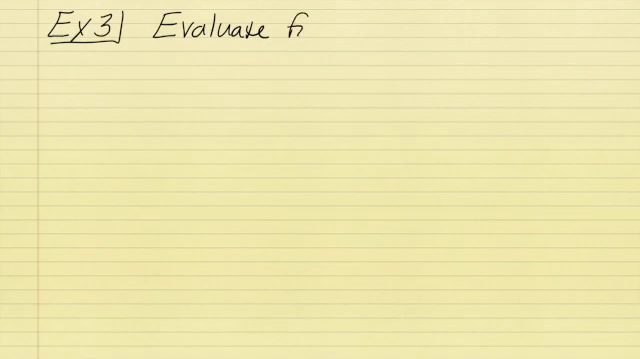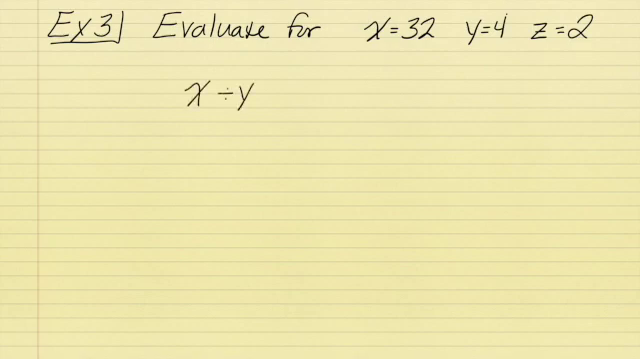Okay. Example number 3. What if we have, evaluate for, now this time, x is going to equal 32, y is going to equal 4, and z is going to equal 2. And let's say we have the expression x divided by y minus z.